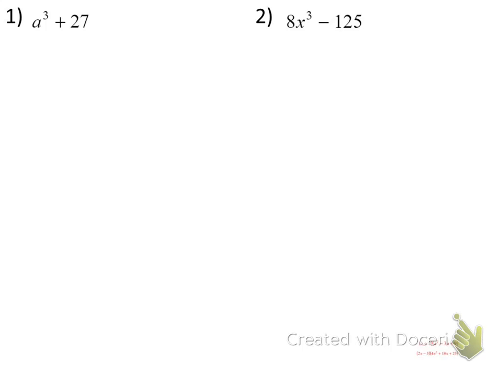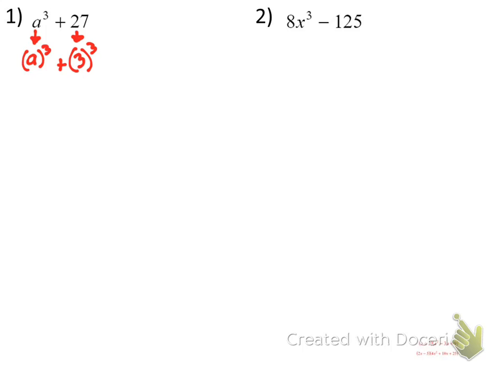Number 1, a cubed plus 27. First step, make sure the equation is in the form of a cubed plus b cubed or a cubed minus b cubed. So in this equation we have a cubed, which looks like it's in a cubed, right? 27. Now 27 doesn't look like b cubed, but it is. 27 is like 3 cubed, right? 3 times 3 times 3 is equal to 27. So we know our a is a and our b is 3, okay?